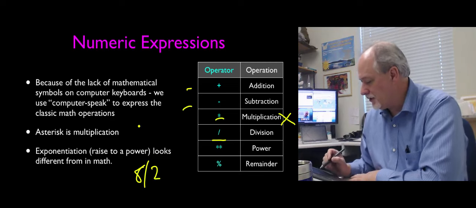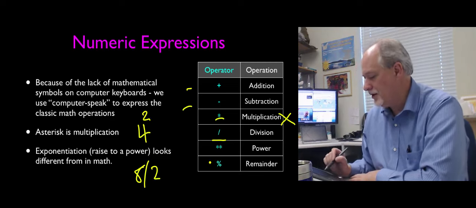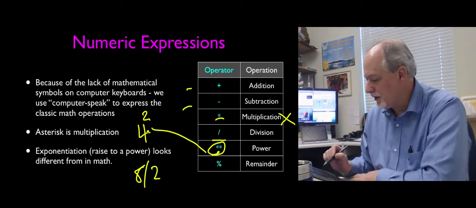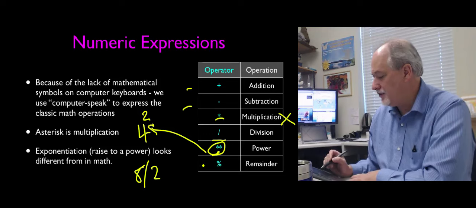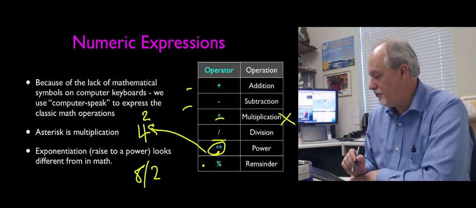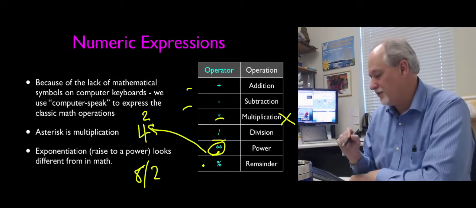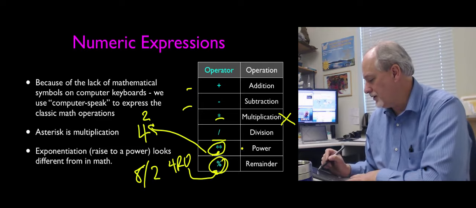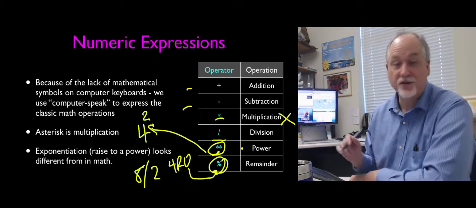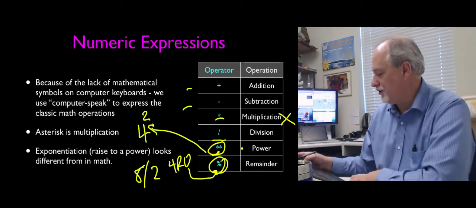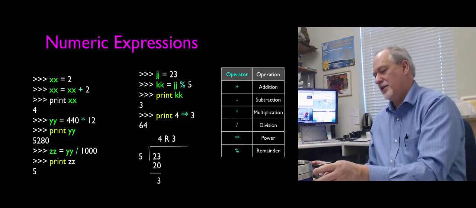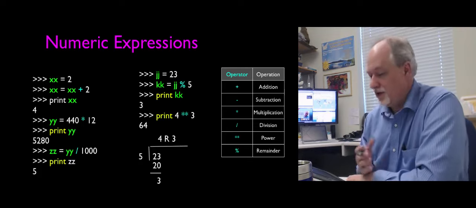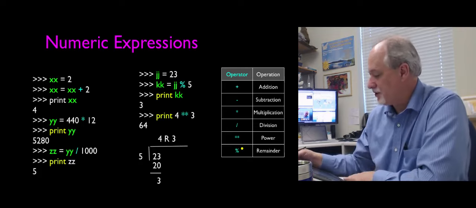Raising something to the power, like 4 squared, that is double asterisk. And then remainder is if you do a division that gives you the remainder rather than the quotient. So 8/2 is 4, remainder 0. So the remainder is what you get with this particular operator. There's a few cool things that we can do with remainder that we won't talk about right away, but it's there. And so here's just a couple of sample expressions.